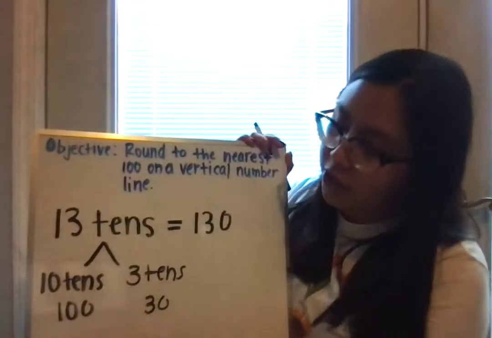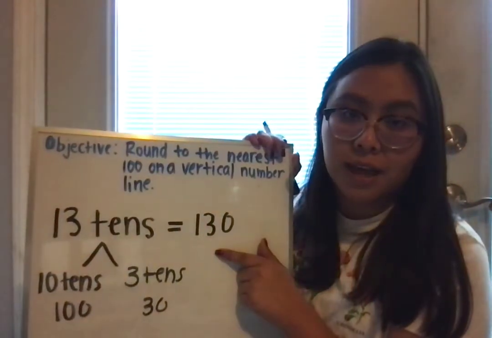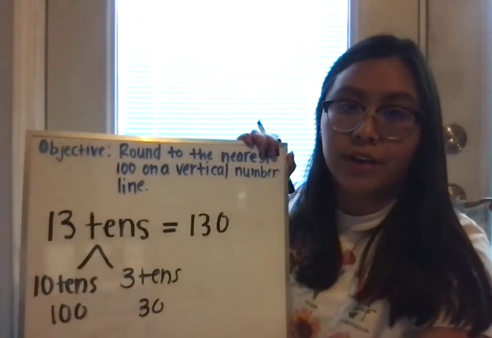If we add those together, 100 plus 30 is the same as 130. Okay, so that's also another important concept that we are going to use when we are rounding.